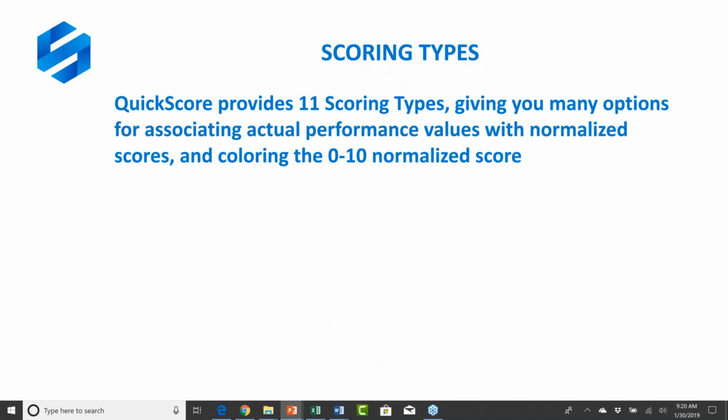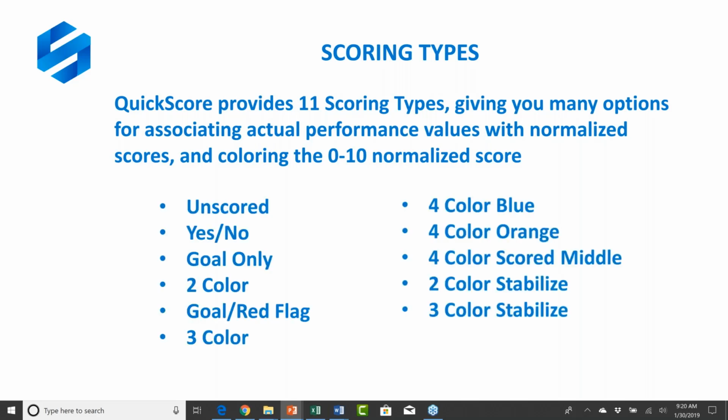Okay. Now, scoring types. I've given you just over the past couple of minutes a wide variety of choices. QuickScore actually provides you with 11 different scoring types, giving you, of course, many options for associating your actual performance values with normalized scores and coloring those normalized scores. So I'm presenting you with all 11. I know that's an overwhelming list of scoring types.